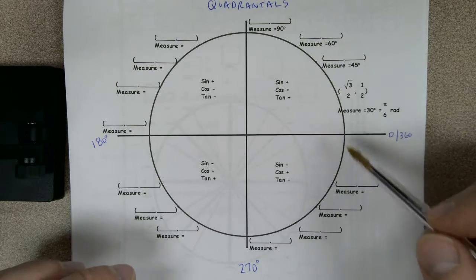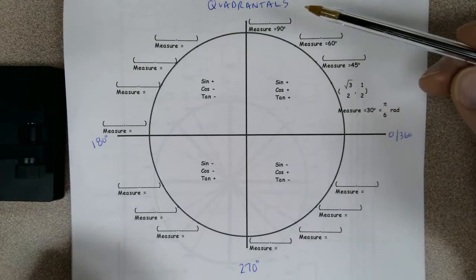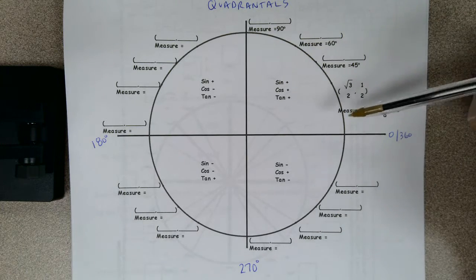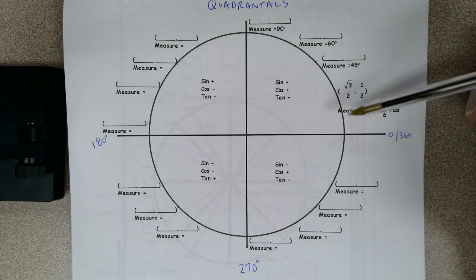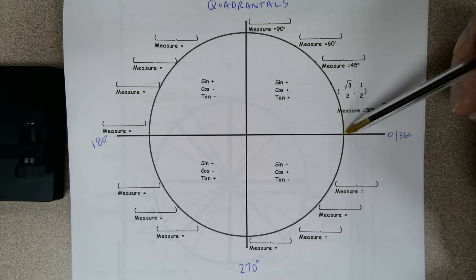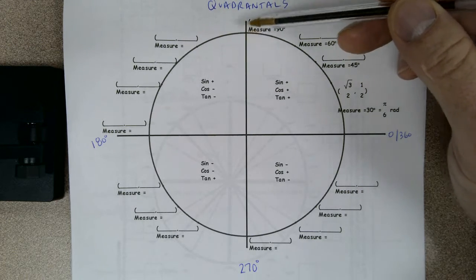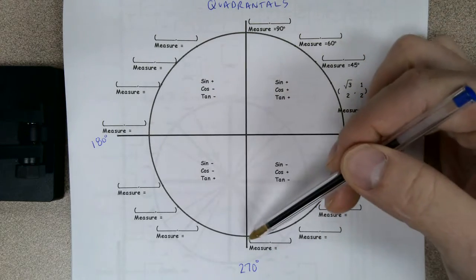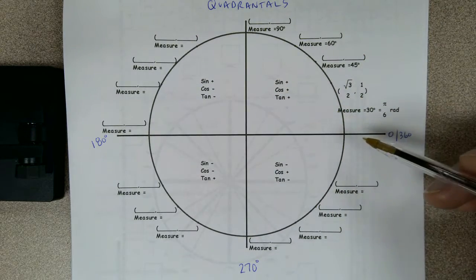So what I want you to think about, our quadrantals are actually our values that we get where we are actually on the x-axis or we're on the y-axis. So in these 4 spots. And again, they're distances.